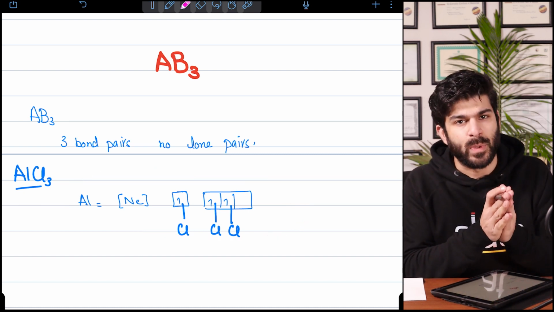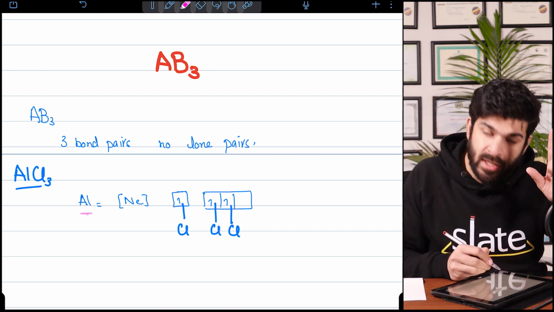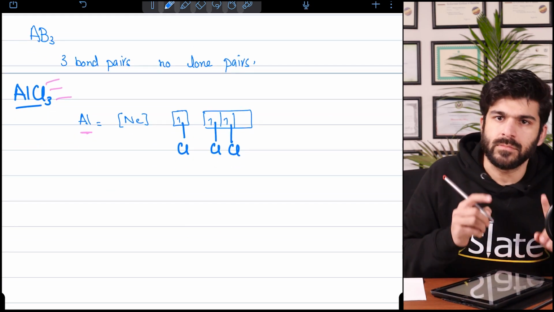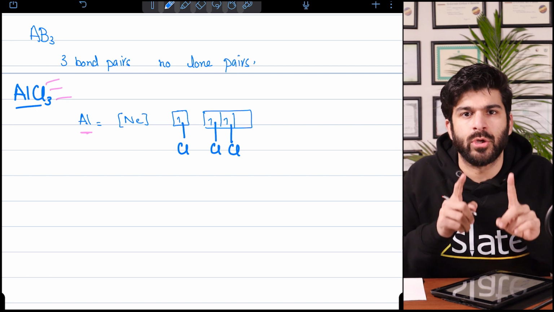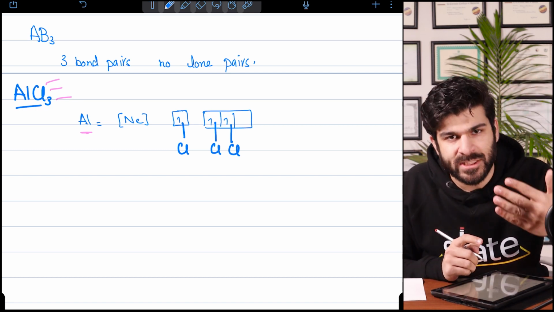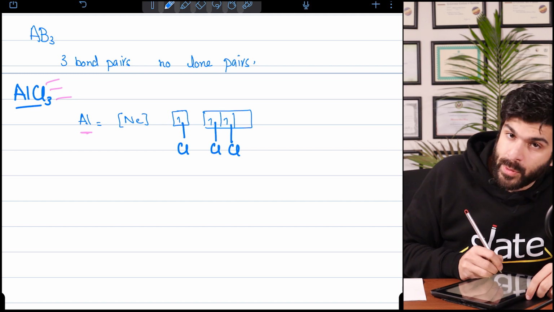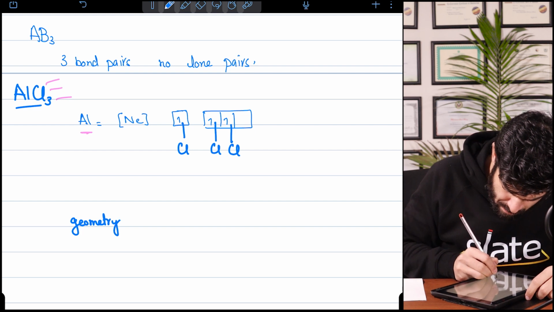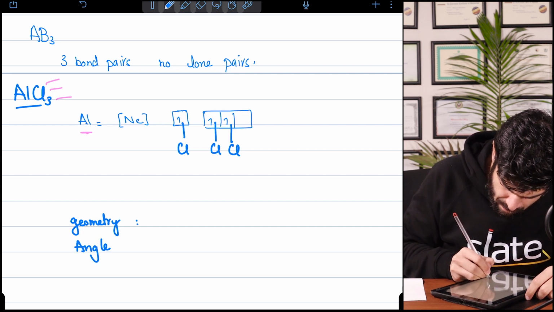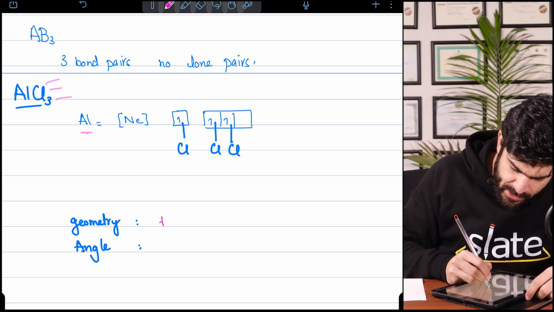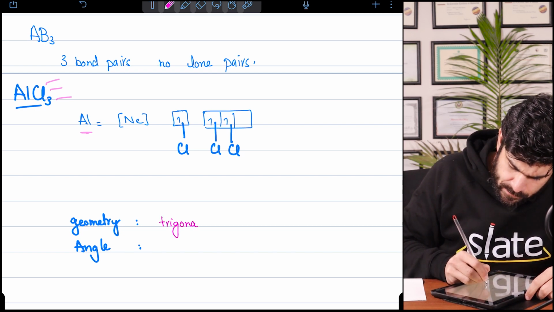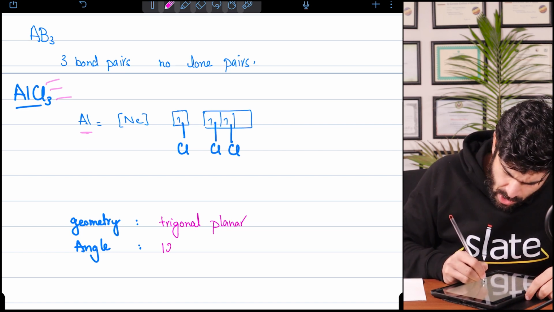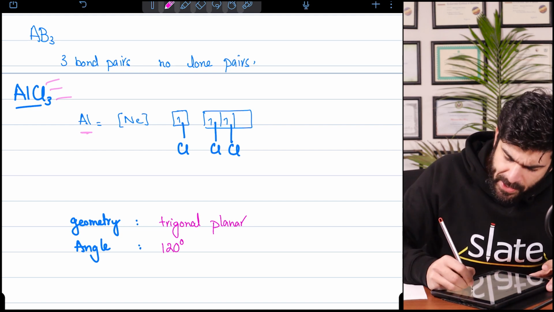So that is when we have A, the central atom, and 3 bonds. What will be the shape? I hope you have fans on your ceiling. Just look at the fan. That's the shape. So the geometry we name as trigonal planar, and the angle would be 120 degrees.